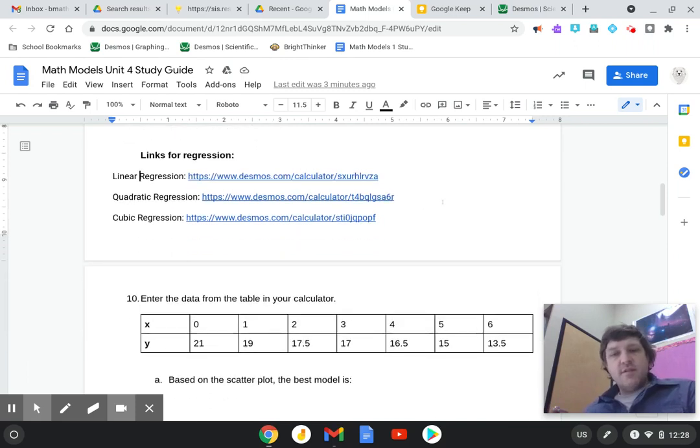For quadratics, you're going to be looking for y values that either go up and then go down, or go down and then go back up, one or the other. And then cubic is going to be one where there's sort of like a zigzag. There's up, then down, then up again, or down, up, down again. So you'll have it going almost like a wave. So you just have to pay close attention to those values, and we'll go over that as we do this.